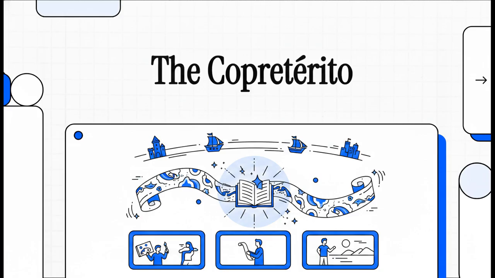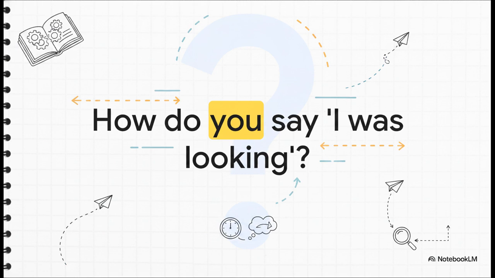We're talking about a kind of magical tense known as the Copretérito. And by the time we wrap up here, you are gonna have exactly what you need to paint really vivid, living pictures of the past. Okay, let's dive right into this.